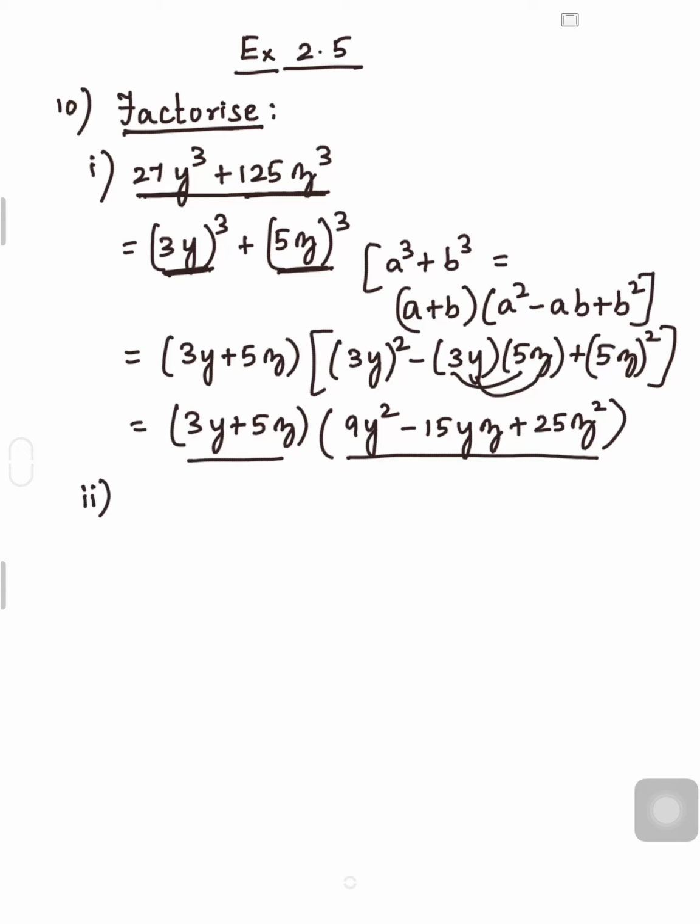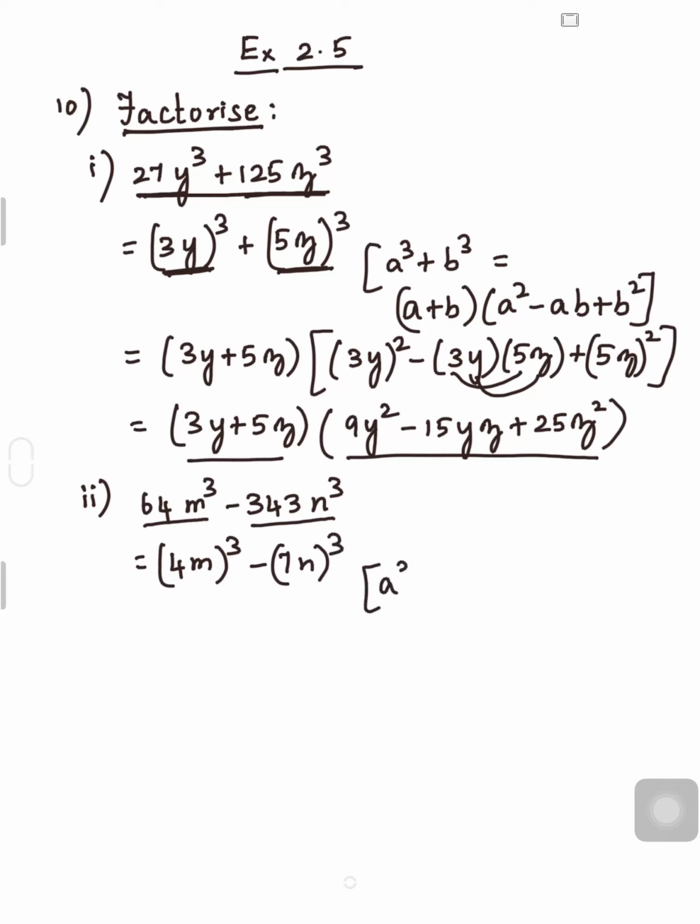Let me teach you one more problem: 64m cube minus 343n cube. So again, you know 64m cube is a perfect cube, 343n cube is a perfect cube. So how do you write this? (4m) whole cube minus (7n) whole cube. So it is in the form of a cube minus b cube. What is a cube minus b cube? (a minus b) into (a squared plus ab plus b squared).